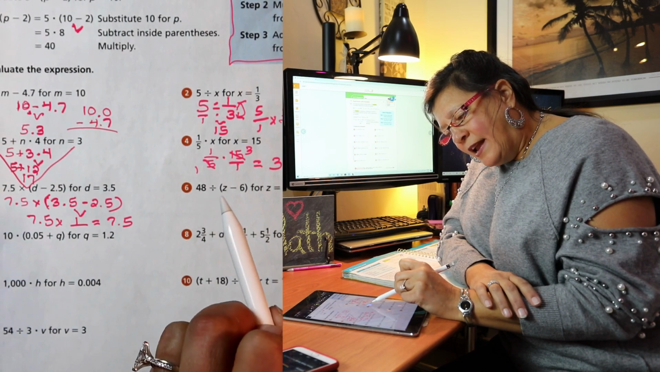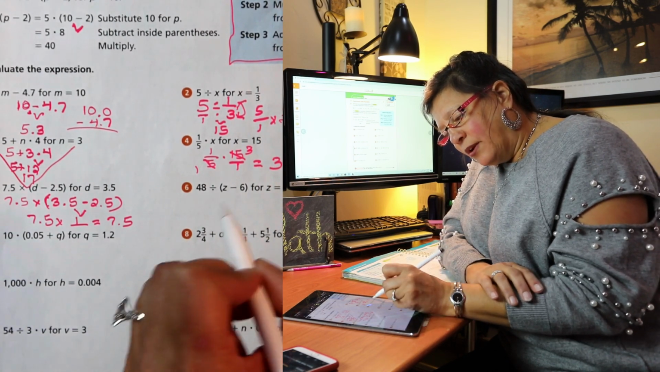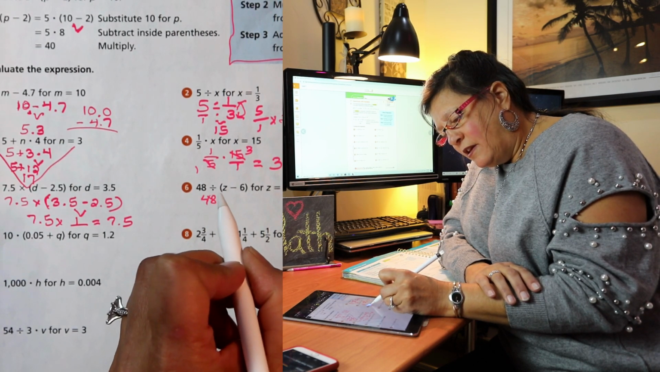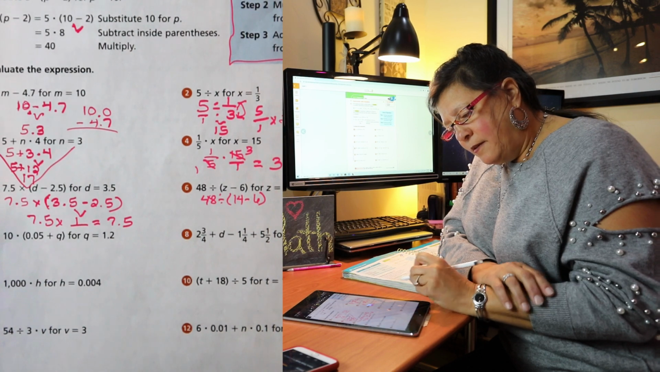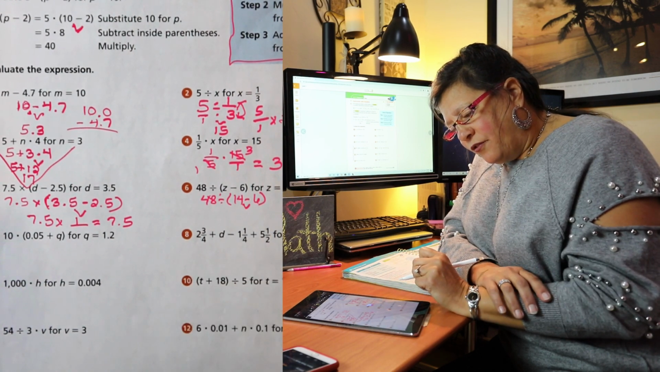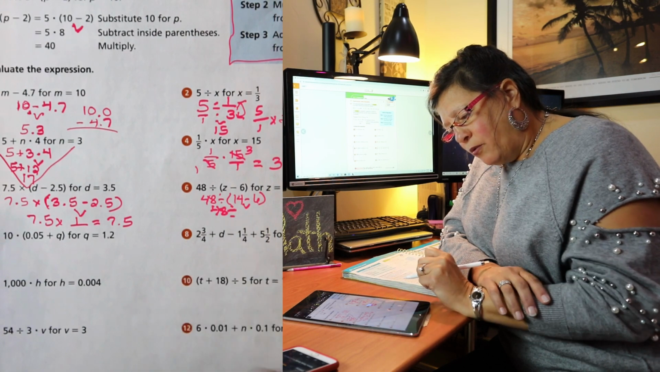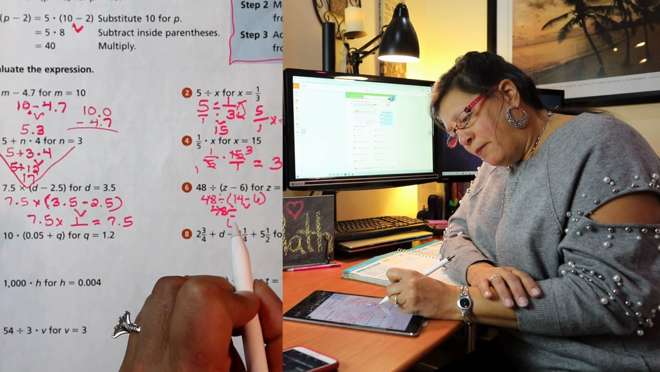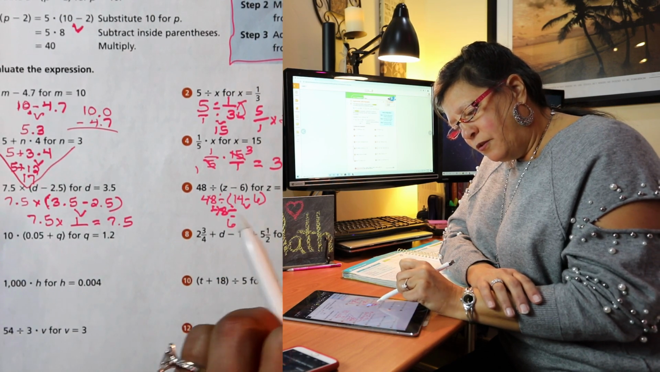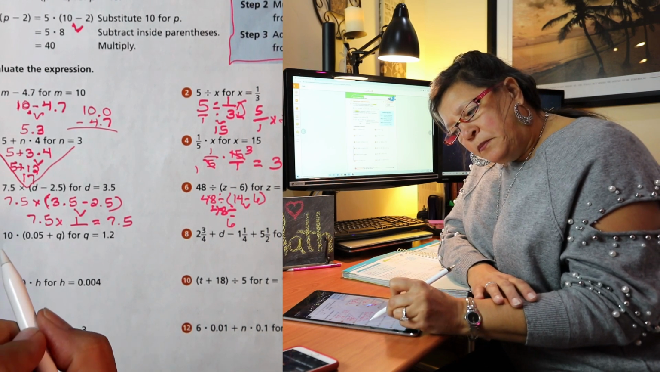Number 6, 48 divided by (z minus 6), for z equals 14. So replace the z with 14. Rewrite it. Perform parentheses first. Everything else just moves down. And your final answer, when you are finished with that problem, you should get 6. Do your subtraction, divide, and your final answer will be 6.